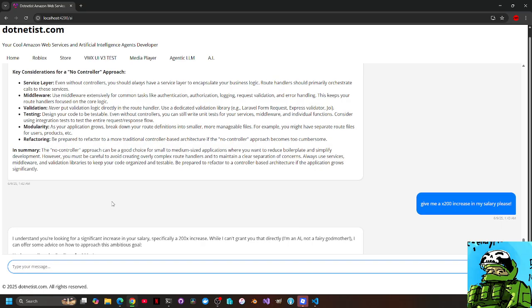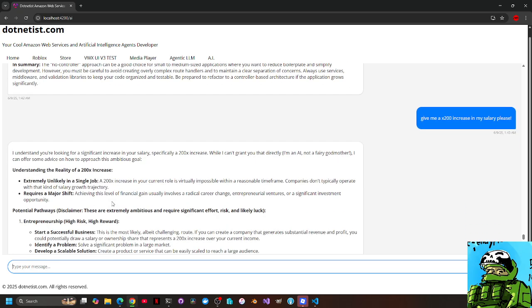I understand you're looking for a significant increase in your salary, specifically a 200 times increase. While I can't grant you that directly, I am an AI, not a fairy godmother. I can offer some advice on how to approach this ambitious goal. Understanding the reality of a 200 times increase: extremely unlikely in a single job. A 200 times increase in your current role is virtually impossible within a reasonable time frame. Companies don't typically operate with that kind of salary growth trajectory.